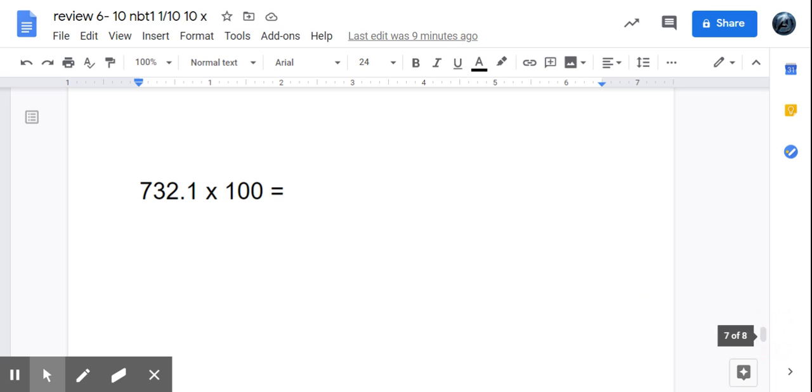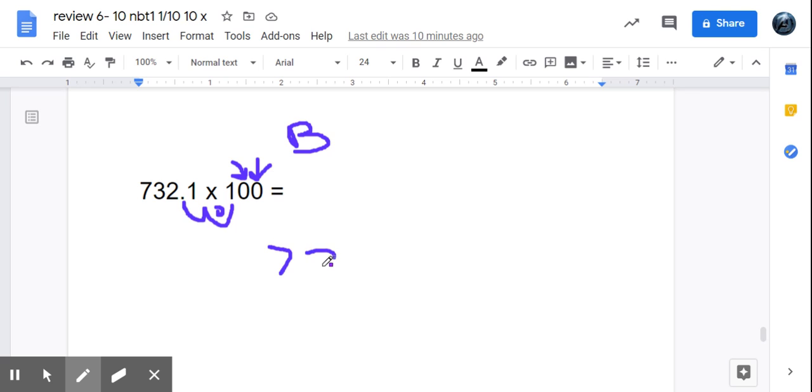Next problem. 732 and 1/10 times 100. I'm not going to say anything, no hints. I want you to try to solve it. Let's work it together. 1, 2 zeros. It should be getting bigger. Find my decimal. Move it 1, 2 times. In the empty swoop, put a 0. If I work that down here, so the problem didn't get in the way. 1, 2, here's my decimal, a 0 in the empty swoop.